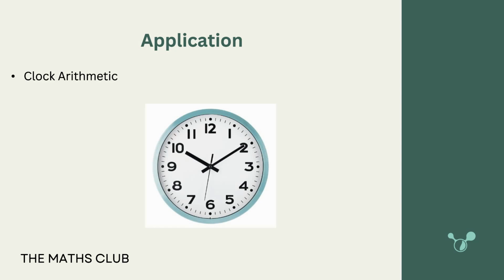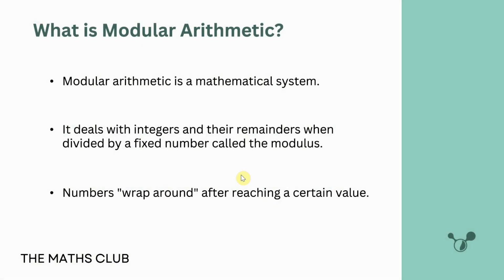So now that we have a bit of understanding of what modular arithmetic is, let's look at the theory behind it. Modular arithmetic is a mathematical system that deals with integers. Integers are numbers like 1, 2, 3, 4, minus 1, minus 2, minus 3, and their remainders when divided by a fixed number called the modulus.